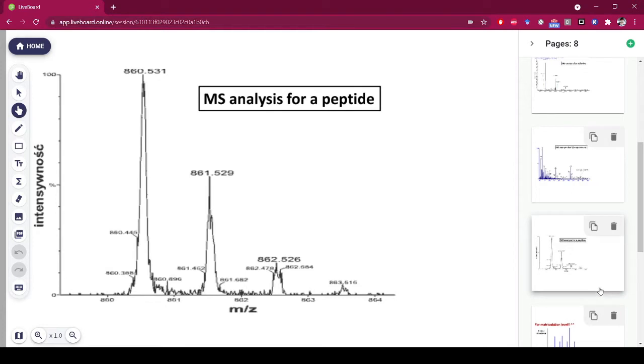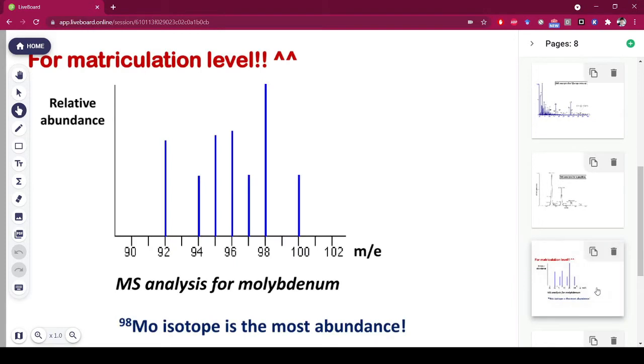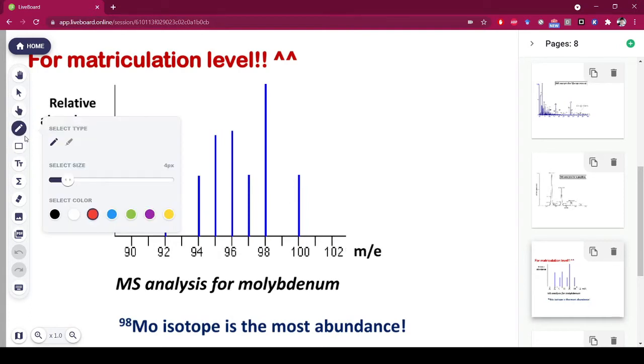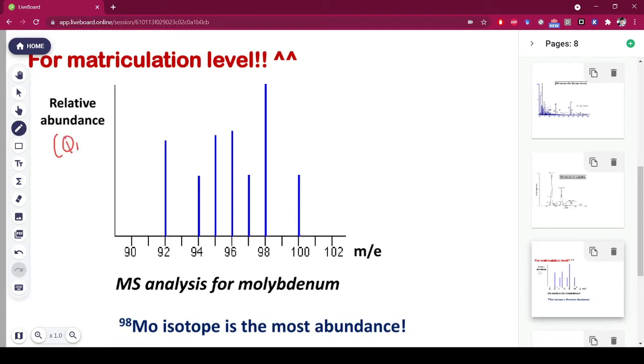Another type of example of mass spectrum. So MS over here is mass spectrum. Okay, you have peaks, you have the intensity, you have the isotopic mass. But good news, for matriculation level, we're just going to be using a diagram like this. You have the relative abundance axis, you have the mass axis. So remember, just now I've told you that this is the axis for abundance, and this is the axis for mass, isotopic mass.